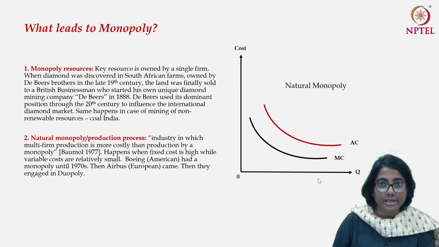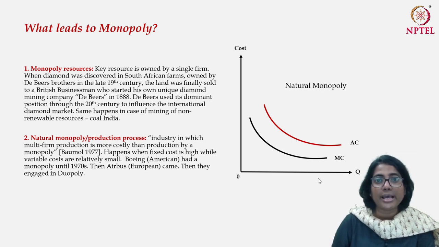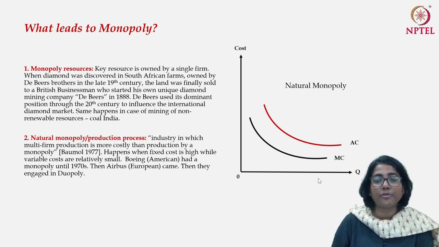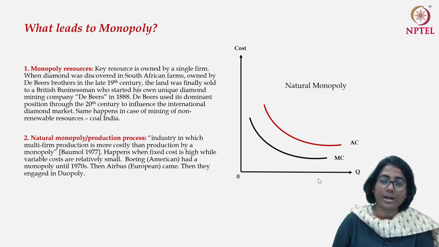This is the case of the diamond industry. Diamond was first discovered in the late 19th century by the Dutch brothers, the De Beers brothers, who owned some farms in South Africa. These farms were owned by these brothers, and they actually discovered some diamond in their field. Once it was discovered, people came to know that some very important and precious things had been discovered in this field, and therefore everybody wanted to buy that land. So this land, which was initially owned by the De Beers brothers, was bought and sold. It changed hands a number of times.